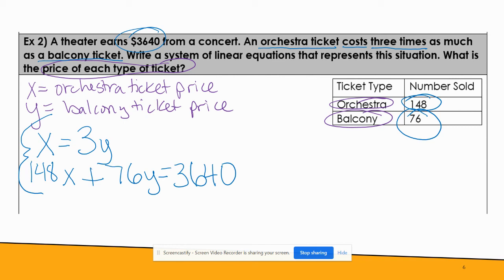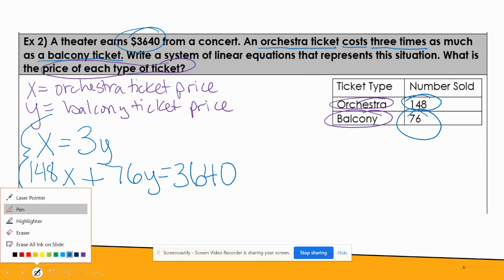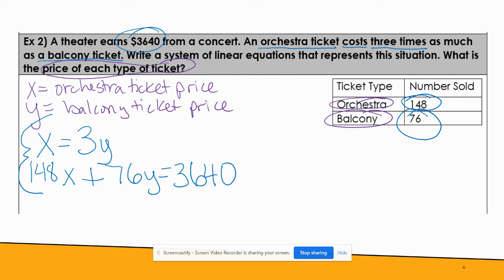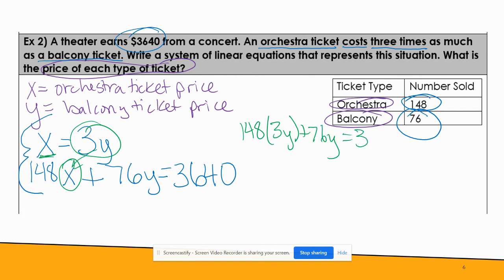Now look at this. That first one, my X variable is already by itself. So all I have to do to start, now that I've written these, is plug my 3y into X because X is equal to that. So I have 148 times 3y plus 76y is equal to 3,640.